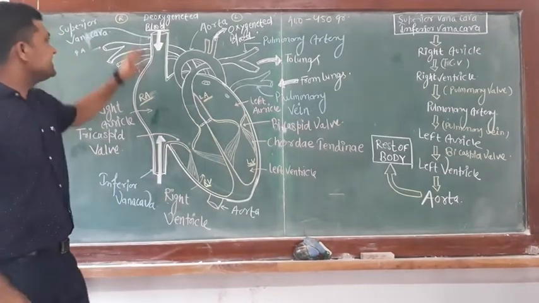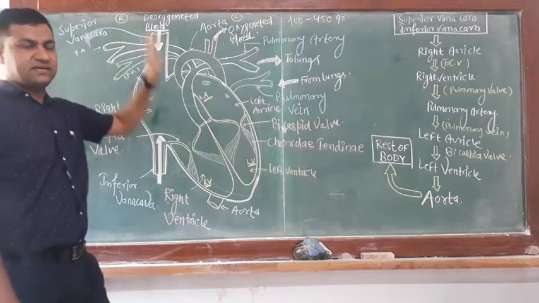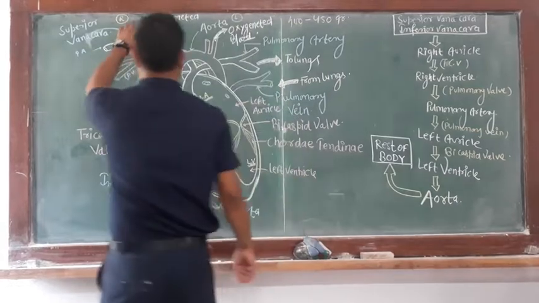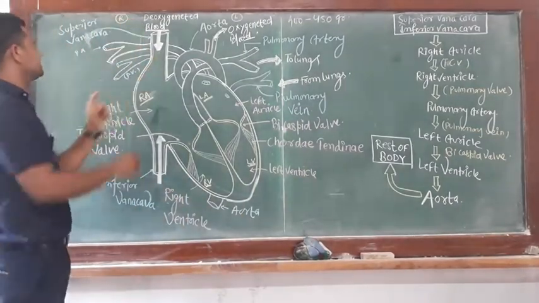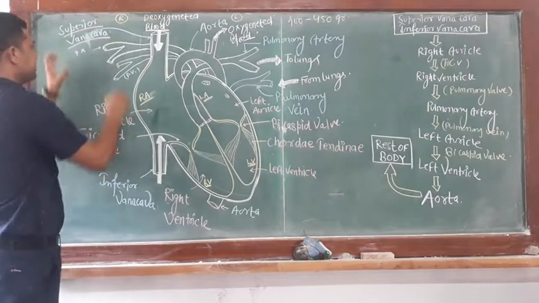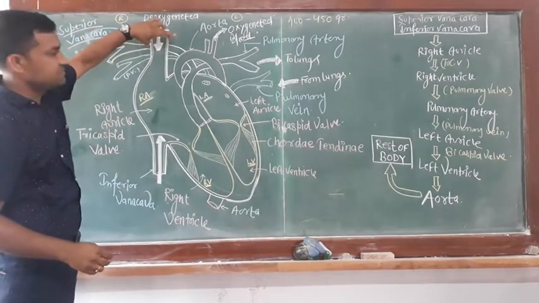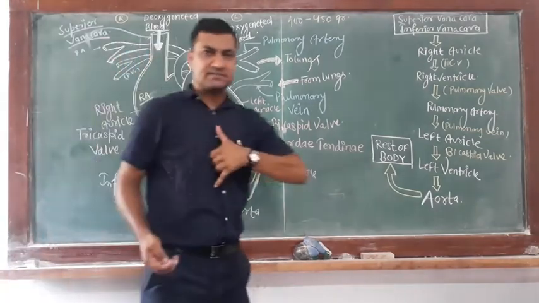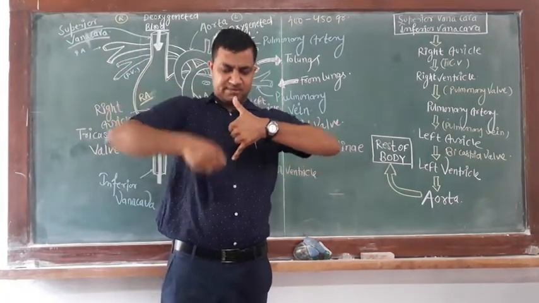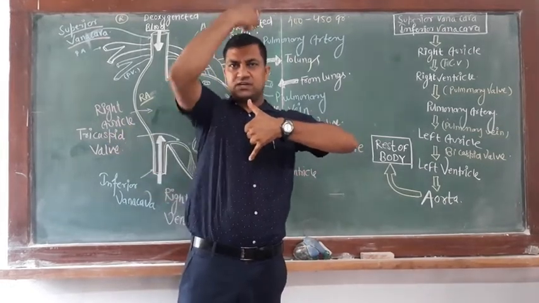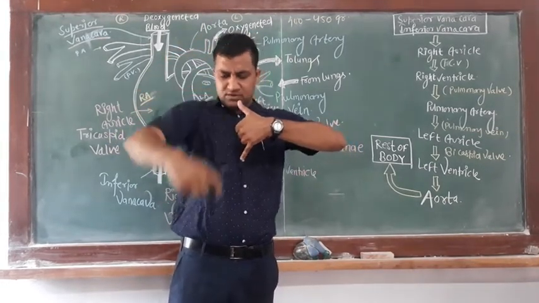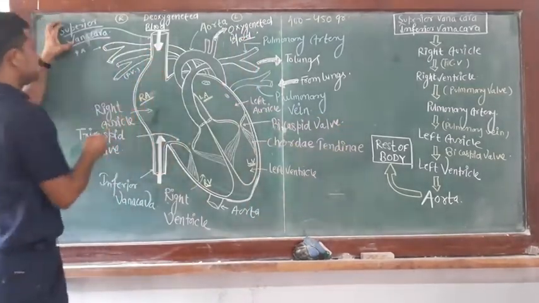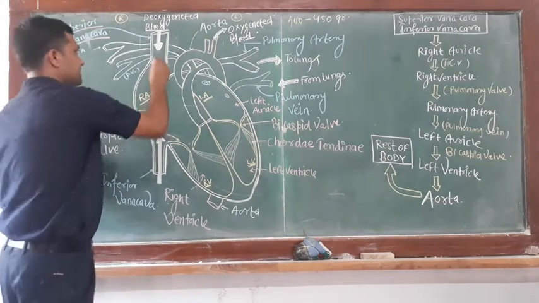First of all, deoxygenated blood. Deoxygenated blood means the kind of blood that doesn't have oxygen. Deoxygenated blood comes with the superior vena cava, that thick vein, and the inferior vena cava. The upper part is the superior vena cava, the lower part is the inferior vena cava. So impure blood from the upper part and impure blood from the lower part both come with the help of the superior vena cava and inferior vena cava.